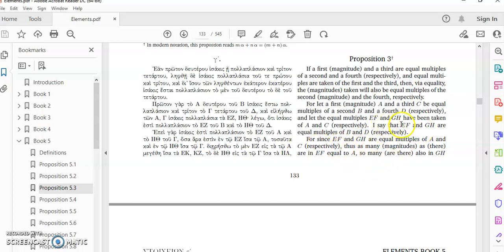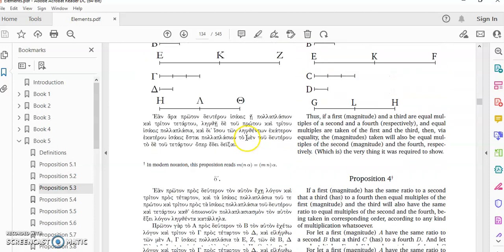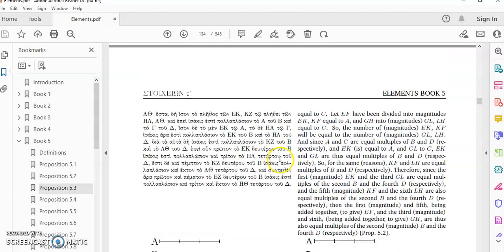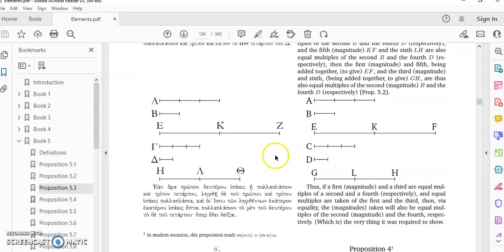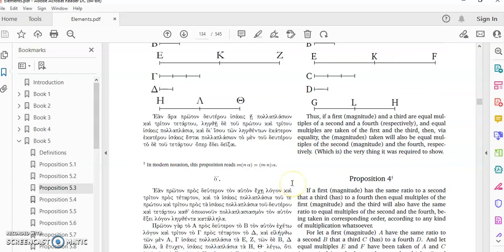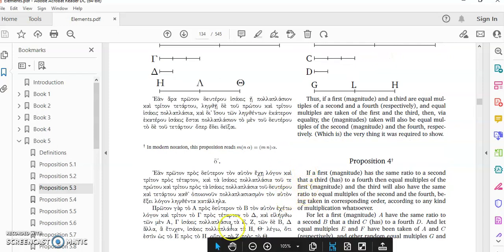So here he says, EF and GH are equimultiples of B and D respectively. Nothing about associativity, even though it might be a consequence or a lemma or something that follows from the original fact. That's not what Euclid was saying, okay? And of course, Euclid is slowly building up to proposition 12 with all these previous propositions.